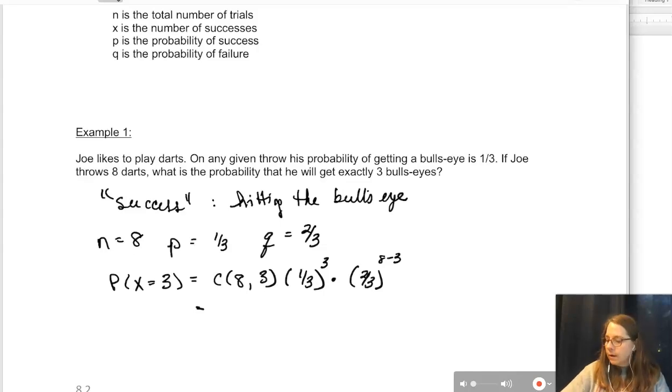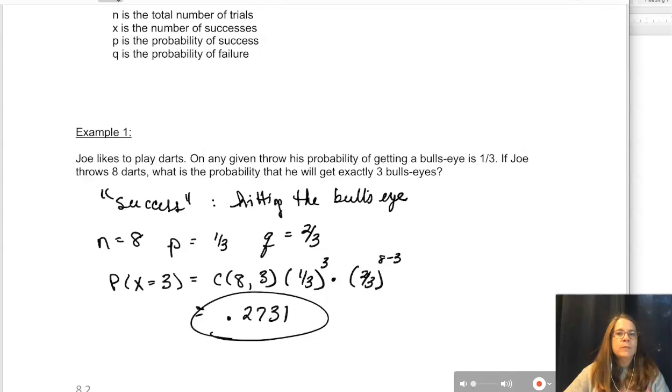When we work this out, we get a probability equal to 0.2731. Therefore, we'll say that if he throws the darts 8 times, there is a 0.2731 chance, or about a 27% chance, that he will hit exactly 3 bullseyes.